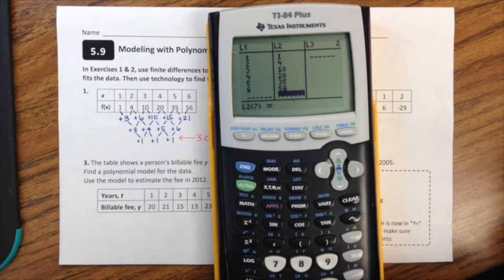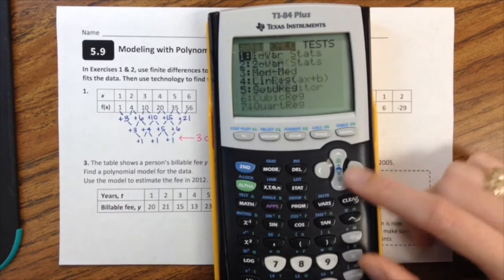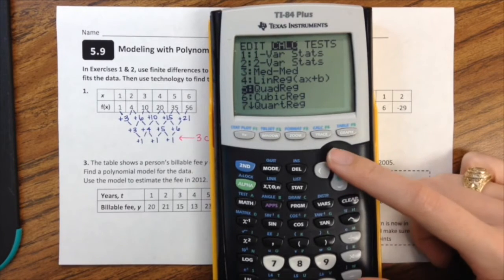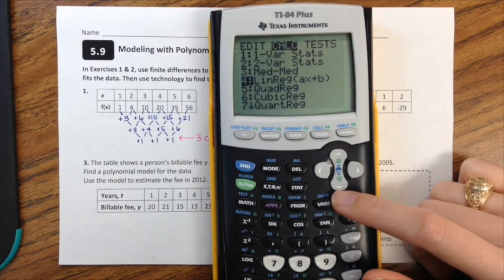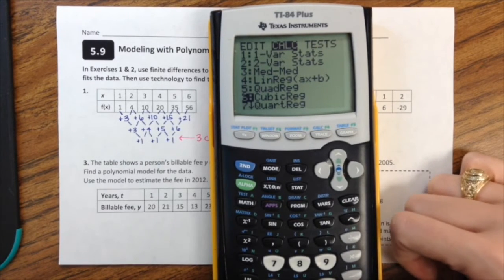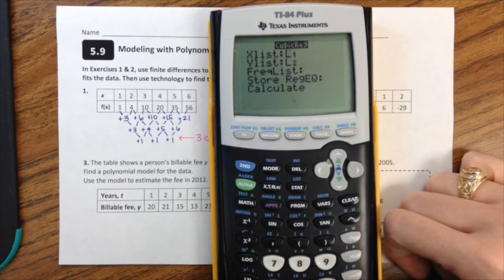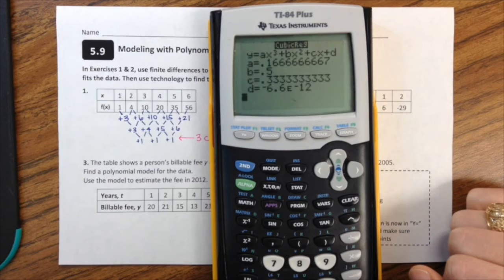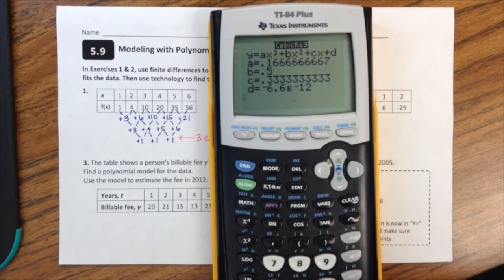If it was a quadratic, we would have gone stat over to calc, and we would have chosen quadreg. If it was a linear, we would have chosen linreg, and I'll give you guys 3 guesses to figure out what we're going to use this time since it's a cubic function. Hopefully you guessed number 6, cubic regression. So stat, calc, 6. And there's your equation. Now what does all of this mean?